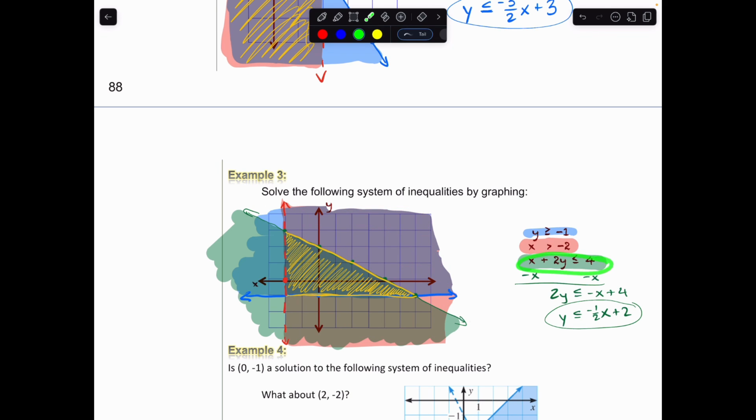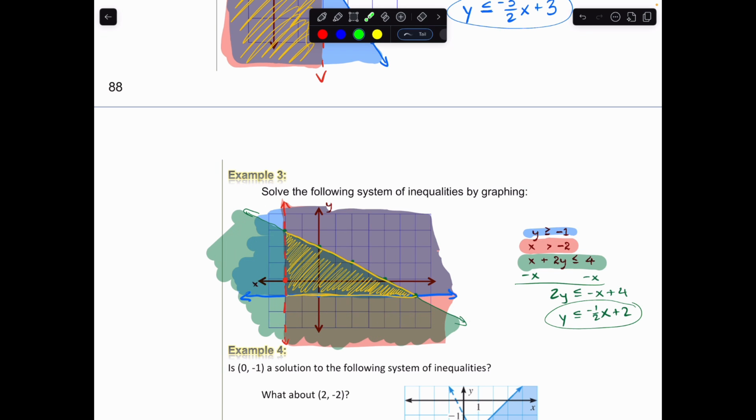And then the third inequality is not in slope-intercept form. I chose to get it in slope-intercept form, but again, you could have used graphing by intercepts here and here. It's up to you. Either way, you need to graph the boundary line, which would be a solid line because it has the or equal to. And because when it's in slope-intercept form, we have less than or equal to, we're going to shade below, and that's all the green highlighter.